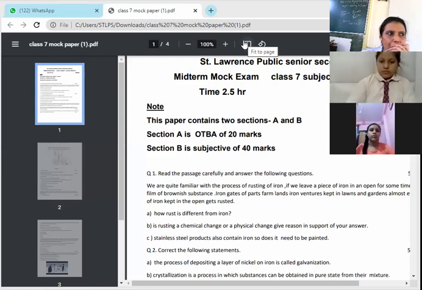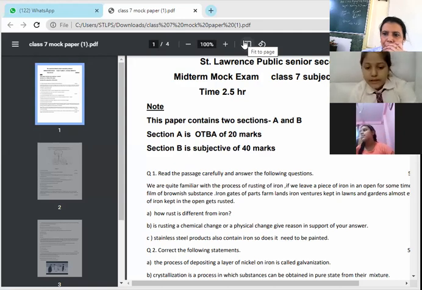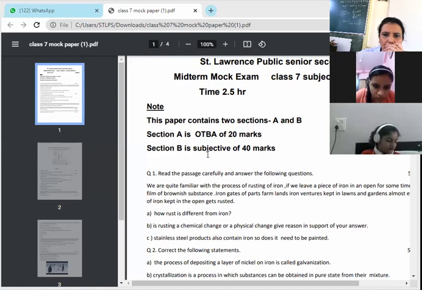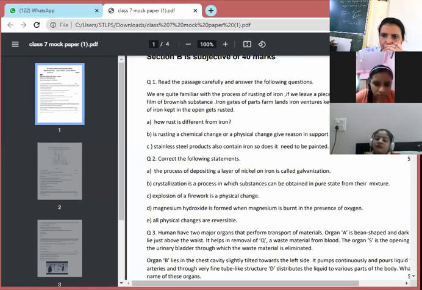As your exams are ahead, there is a mock paper of half yearly exams. So, let's discuss this paper. This paper has two sections, A and B. Section A is the OTBA of 20 marks, and B part is your subjective paper of 40 marks. These are the instructions for you. Now, let's read it. This is your OTBA part.